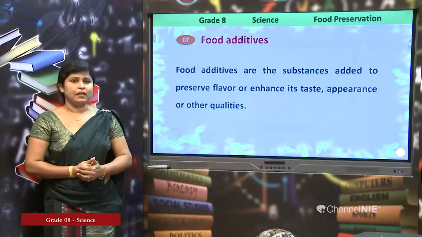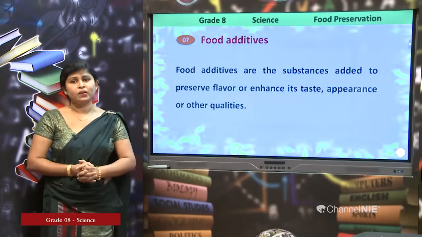Then you may have a problem whether these food additives are good for our health. Actually, most of the food additives are recommended, but if the food additives are added to the food without recommended doses, it will be harmful. But food additives as a whole are not harmful.